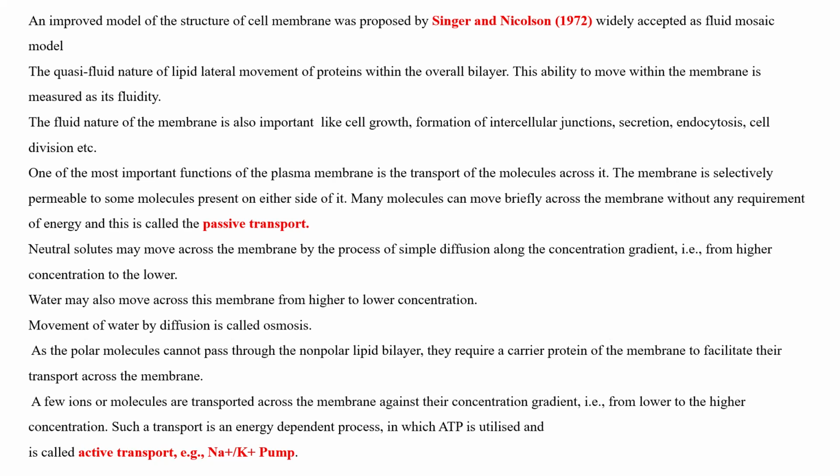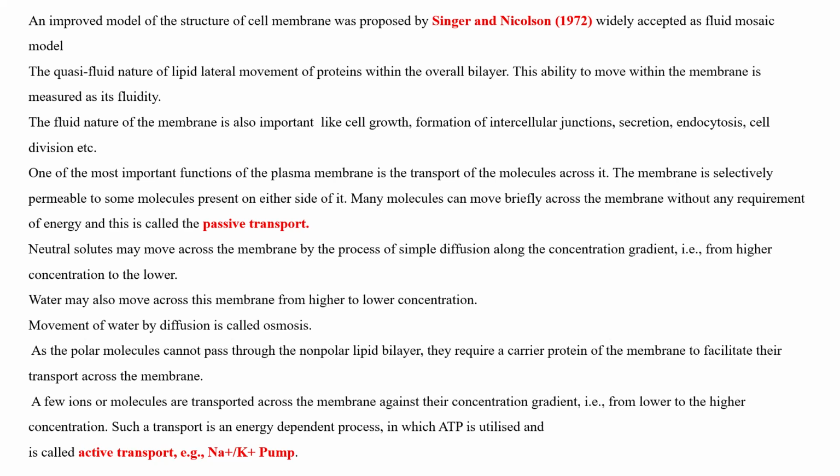The membrane is selectively permeable to some molecules present on either side of it. Many molecules can move across the membrane without any requirement of energy, and this is called passive transport. Neutral solutes may move across the membrane by the process of simple diffusion along the concentration gradient, i.e., from higher concentration to the lower. Water may also move across this membrane from higher to lower concentration. Movement of water by diffusion is called osmosis.